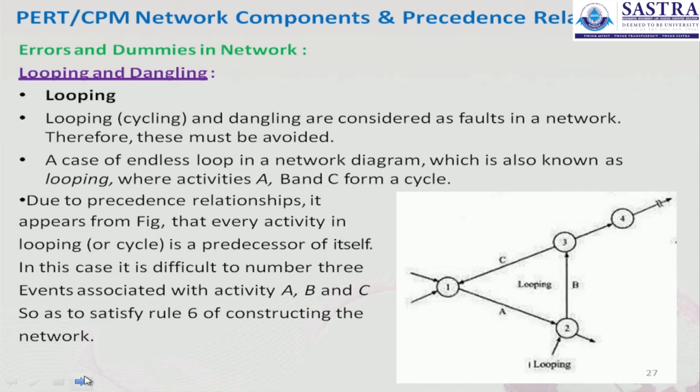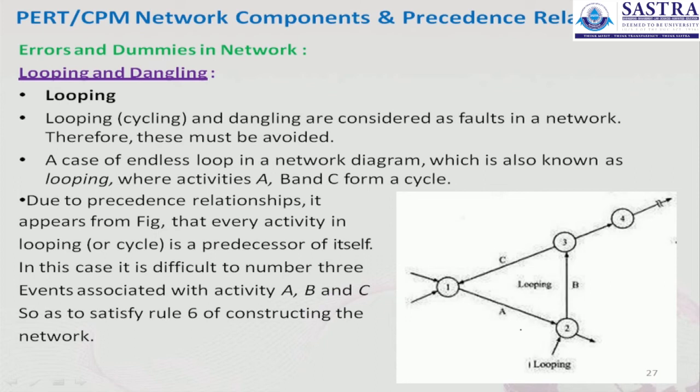So there are errors and dummies in a network. Here there will be a looping diagram. Through looping and dangling, the looping means it's a cycling. Looping and dangling are considered faults in a network, therefore these must be avoided.